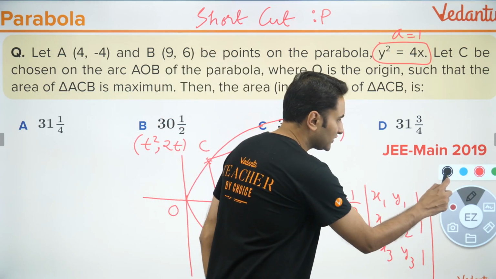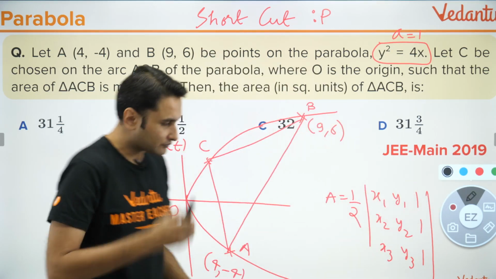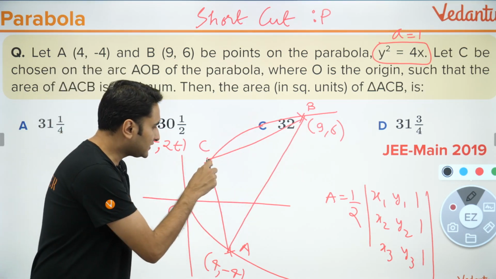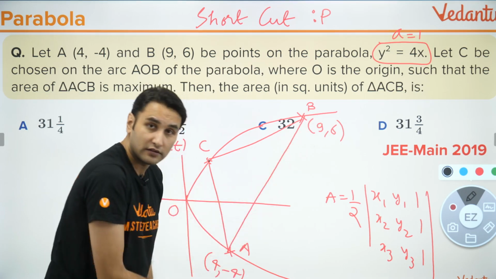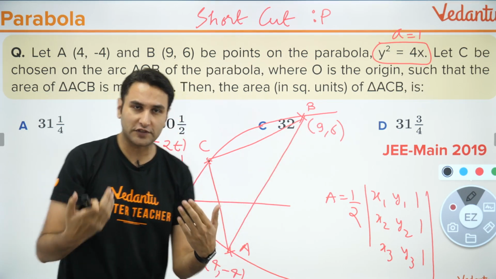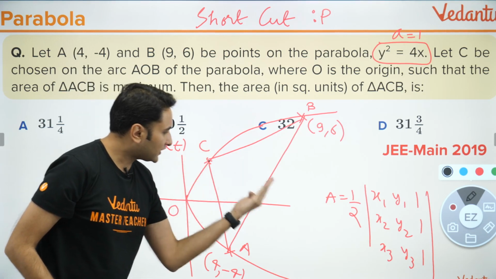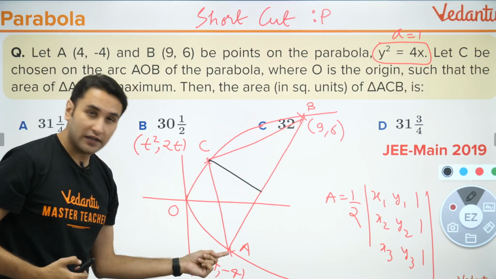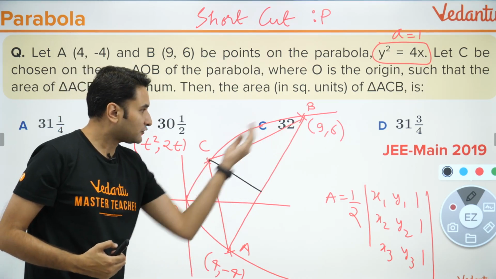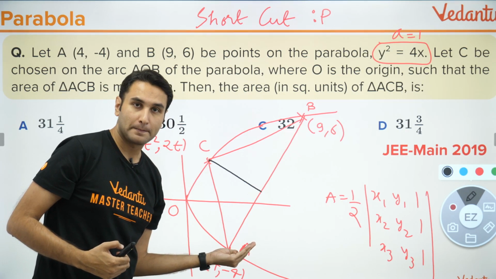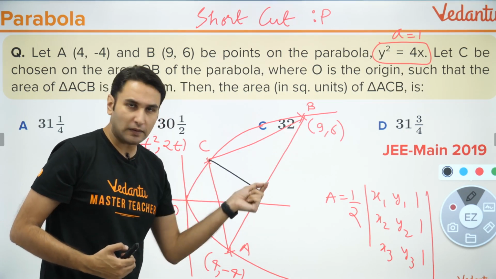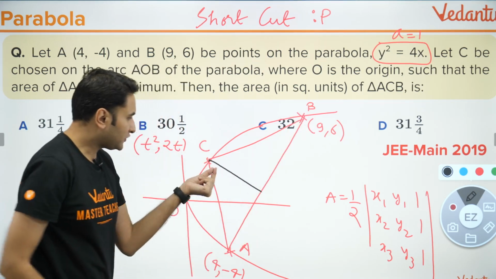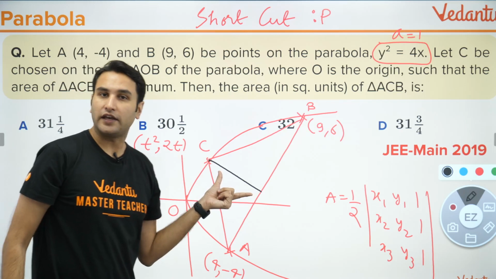Think about this. Now this is observation. This is visualization. You know, for the area to be maximum, C should be farthest away from AB. Think very carefully about what I'm saying. If C is farthest away from AB, then the area will be maximum, because what is area? Area is the base into the altitude. So if this altitude is maximum, then the area will be maximum.